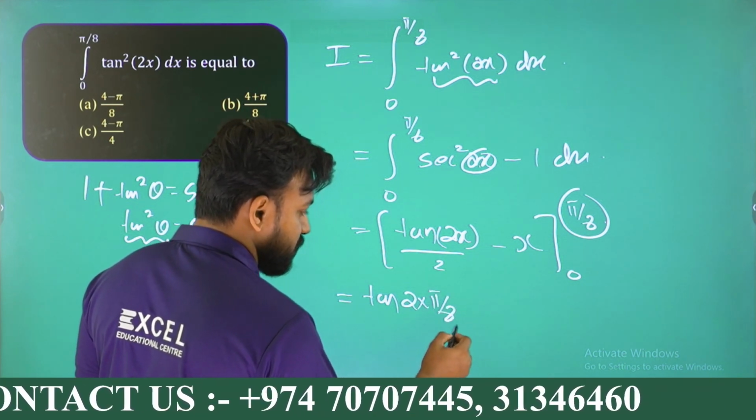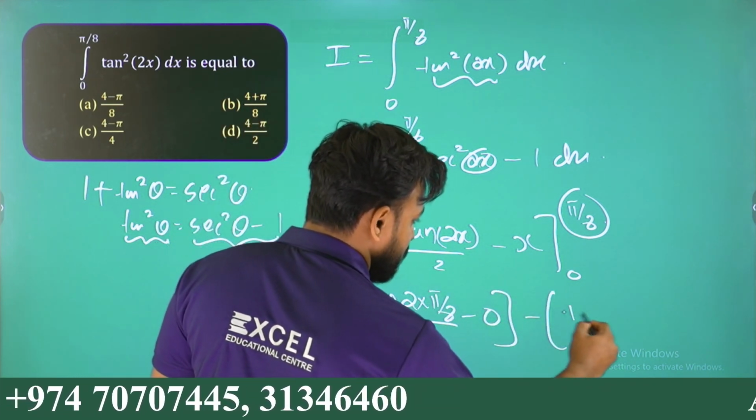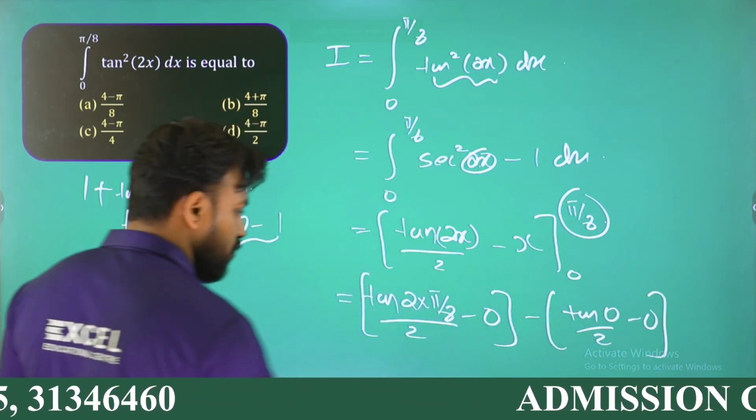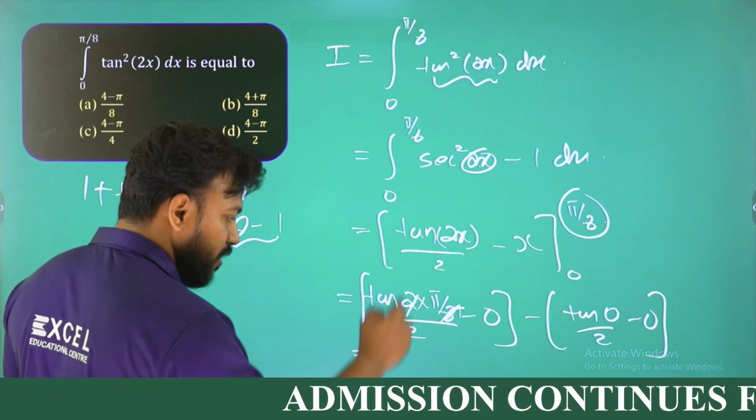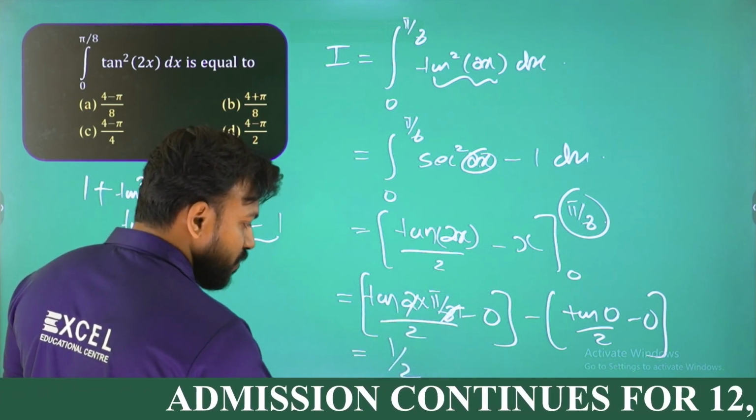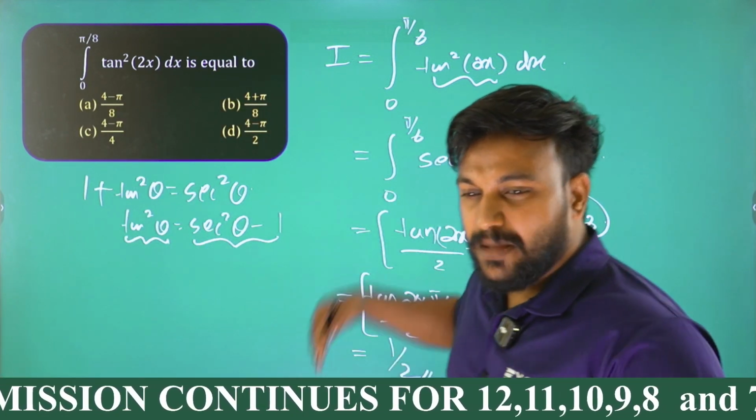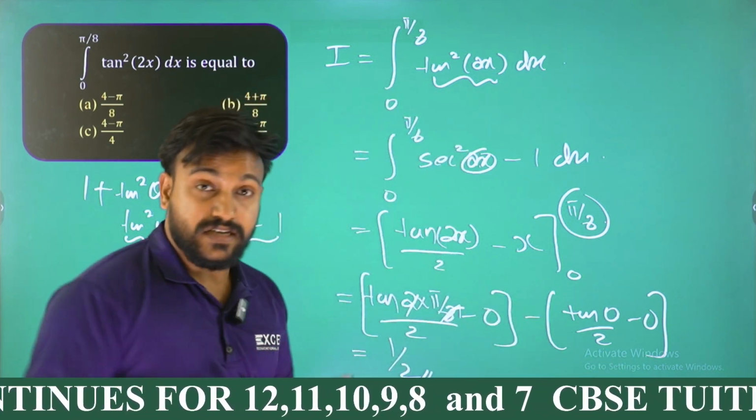2 times pi by 8 divided by 2, minus the lower limit: tan 2 into 0, 0 by 2, minus 0. This whole thing becomes 0. Then your answer will be pi by 4, tan pi by 4 is what? 1 by 2 is your answer. This is easy. Apply the upper limit first, then the lower limit. Okay, now we can check the next part.